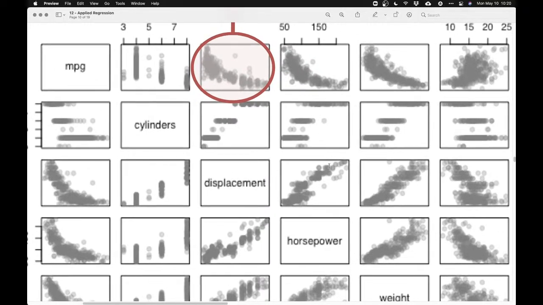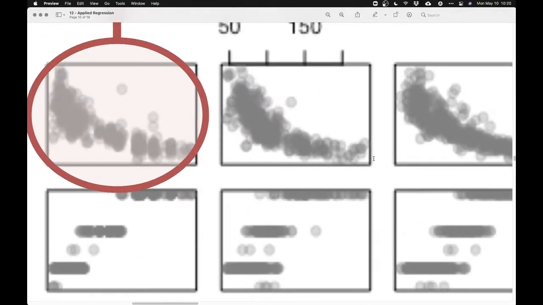The way R shows it, let's take this one. Horsepower and miles per gallon, its scatter plot is here. Since miles per gallon is coming in from the left, it is actually the y-axis here. And since horsepower is coming in from the bottom, it's actually the x-axis here. So this plot right here, it's horsepower on the x-axis, miles per gallon on the y-axis.